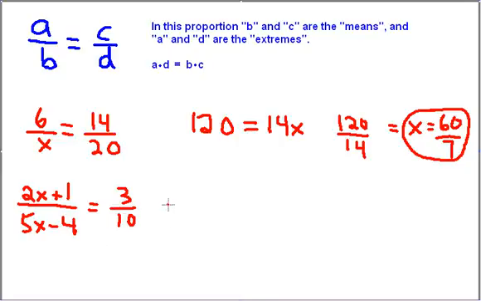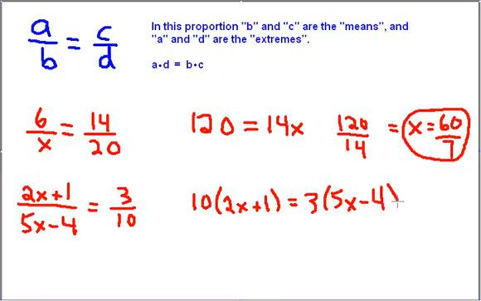Same way, we cross multiply. We multiply our extremes together and our means together and set them equal to each other. So we're going to have 10 times 2x plus 1. That's our extremes being multiplied together, and that's going to equal 3 times 5x minus 4. Those are our means being multiplied together.